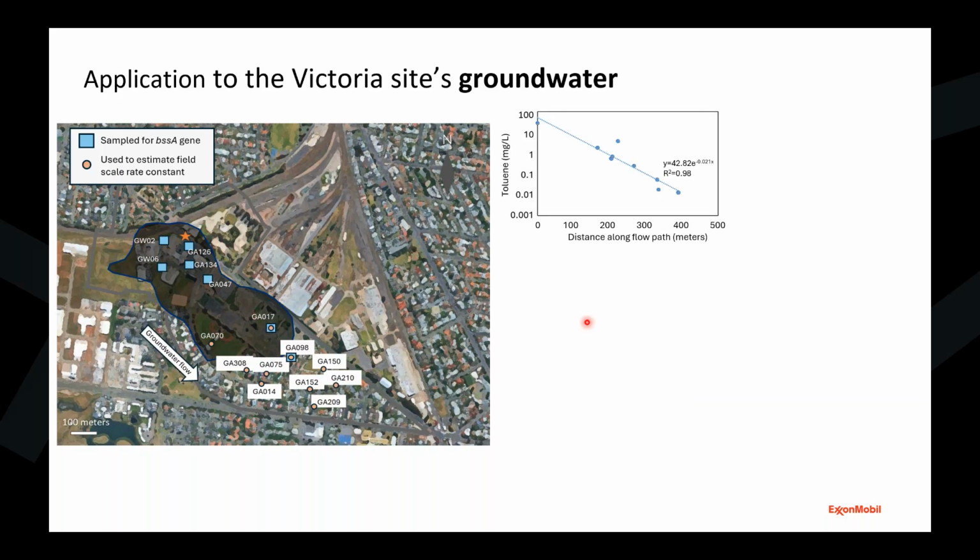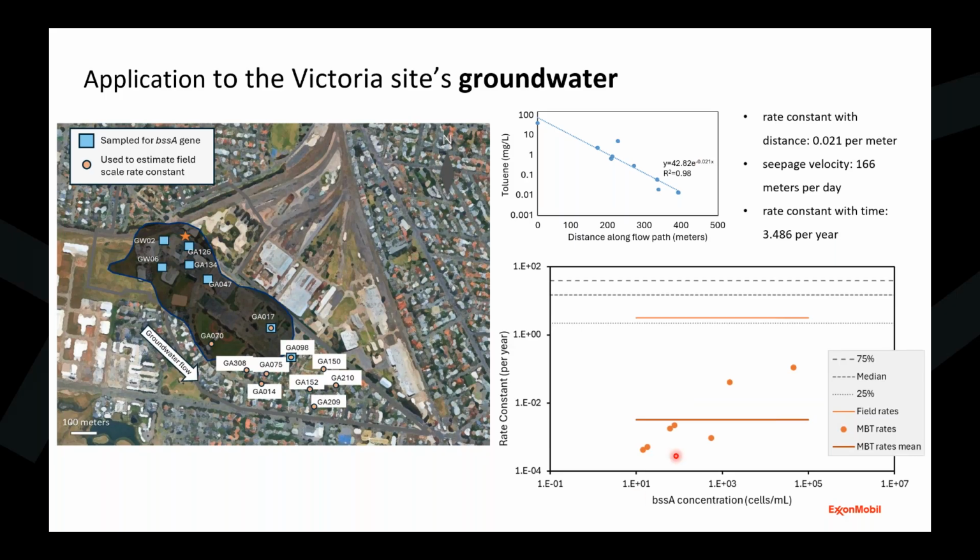Now, you saw this before: 0.021 rate constant with distance, and this gives us a 3.5 per year rate constant from field data, so not from qPCR. Now, if we use the qPCR data to calculate the rate constant, you can see these orange dots are the rate constant per year, and here I'm plotting against the bssA concentration, right? And you can see that it's really not that great, right?